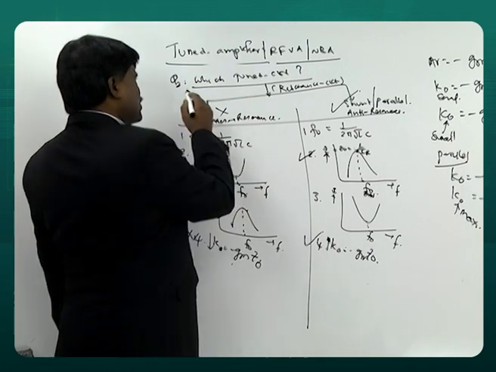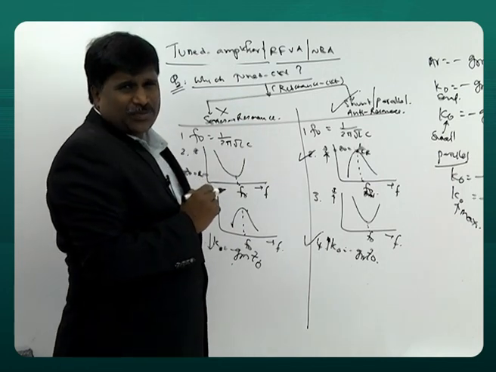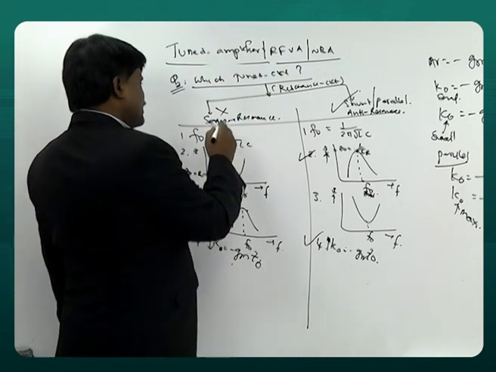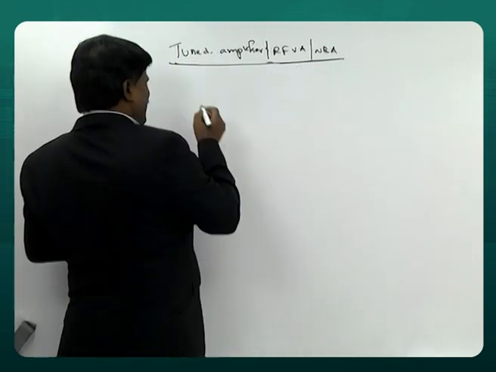Therefore, my answer to the second question is, which tuned circuit means parallel resonance is preferred to series resonance. Good? That's all. Question number 3.